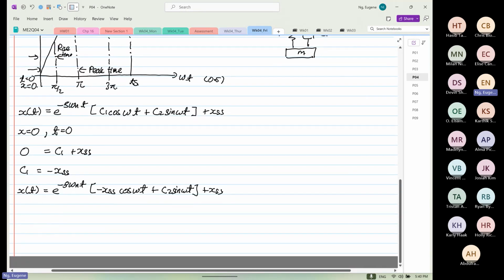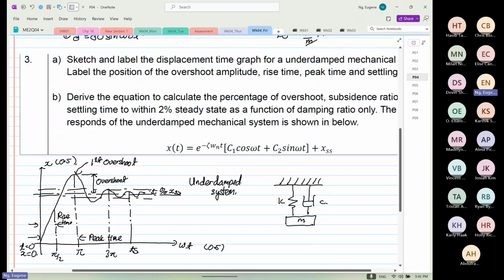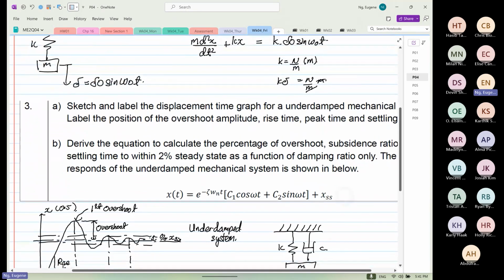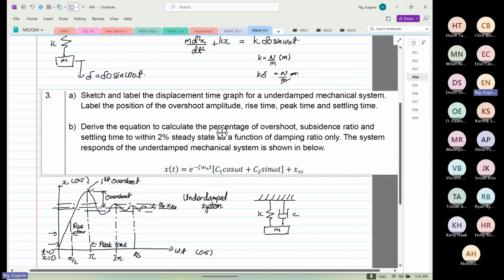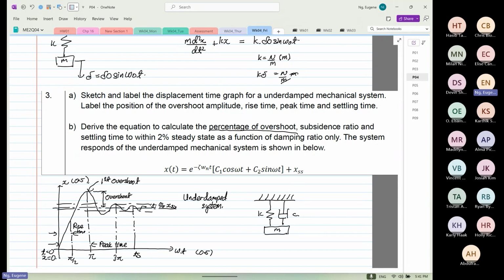So the next thing that we ask ourselves: the question asks us to calculate the percentage of overshoot. I can't remember the percentage of overshoot equation, but it can help you determine the subsidence ratio also. So these two terms are related.